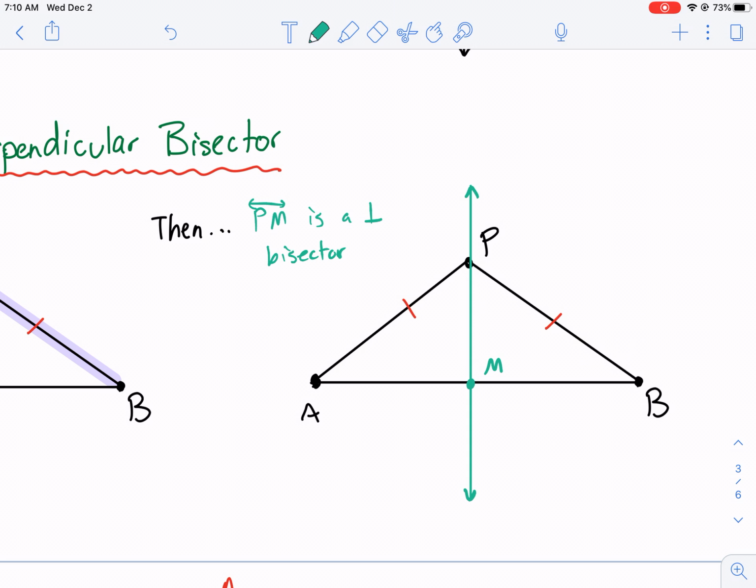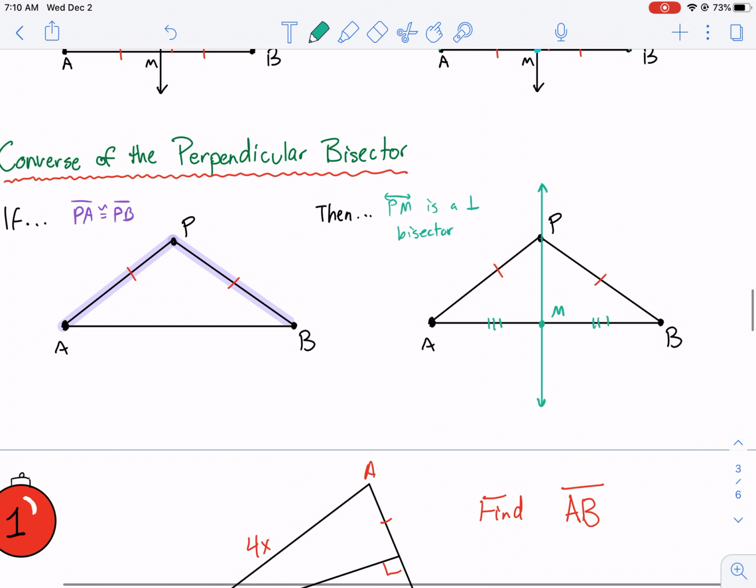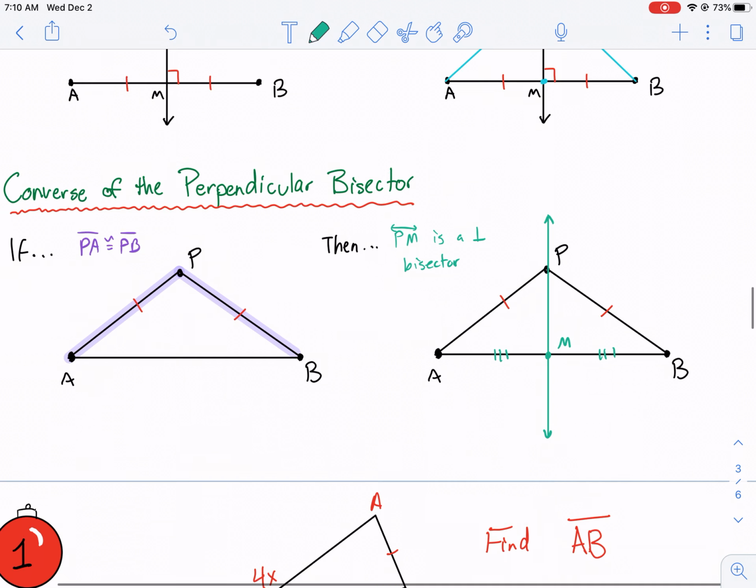So we have to add some tick marks because we did that. Let's make it 3 this time. It's essentially saying just the opposite: if we know we have an isosceles triangle, then we can draw in a perpendicular bisector.